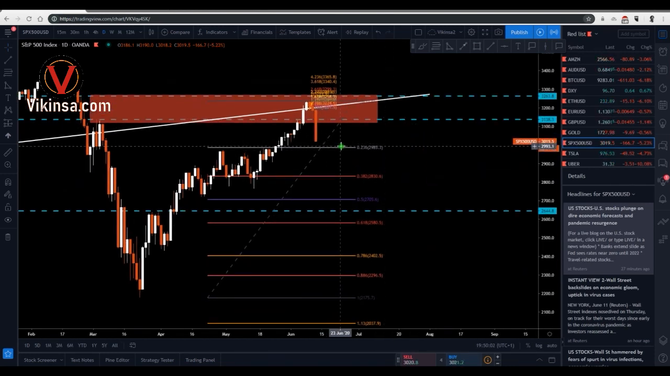And the other way to trade this is, if this is broken, then you can start looking for a short opportunity going into 38.2. So this is what I did in S&P 500, and the trade is still running. Hopefully this is going to work out nicely as planned.